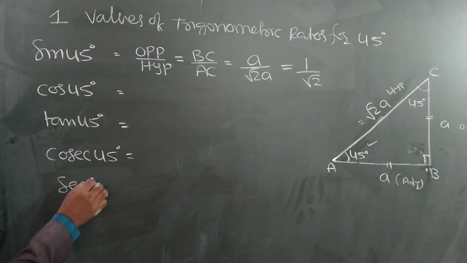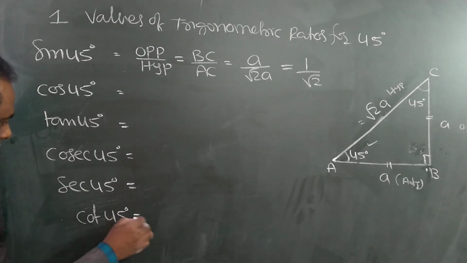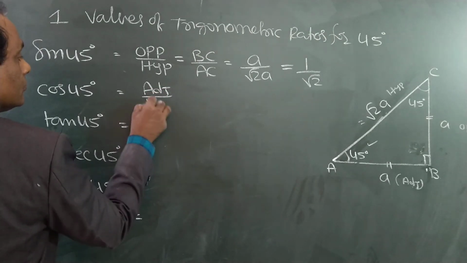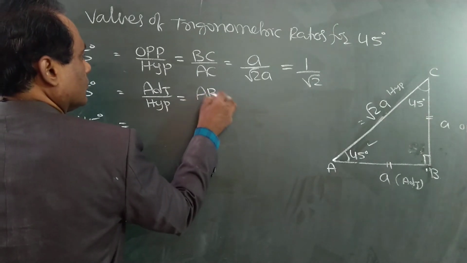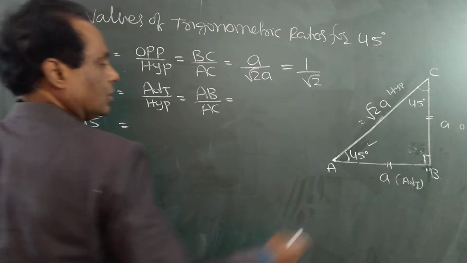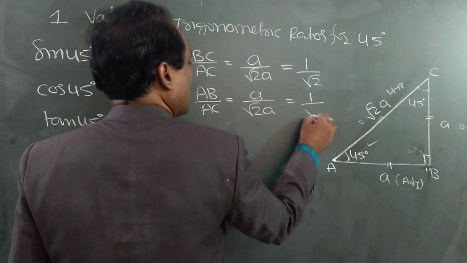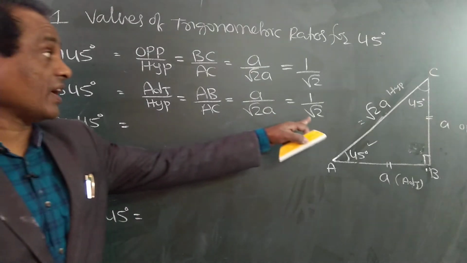Next, cos. See the cos definition. Cos definition is adjacent by hypotenuse. Adjacent is AB, hypotenuse is AC. A by root 2A. Cos 45 is also 1 by root 2. Remember this. Cos 45 is also 1 by root 2. You have to remember this value.